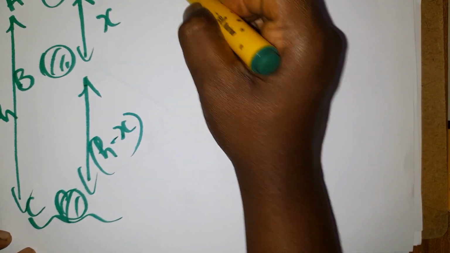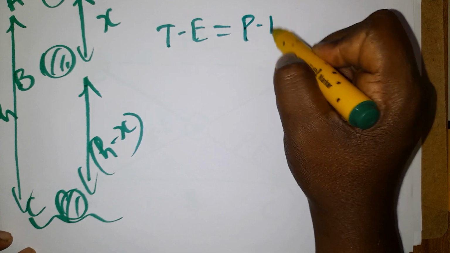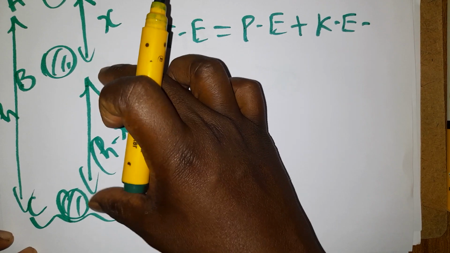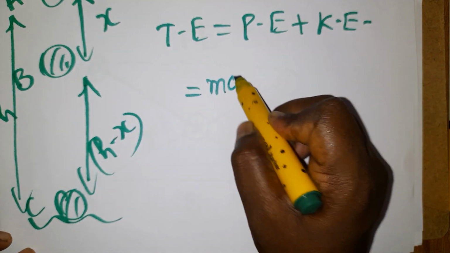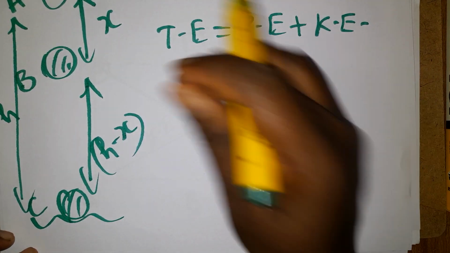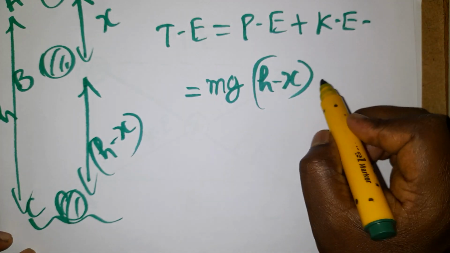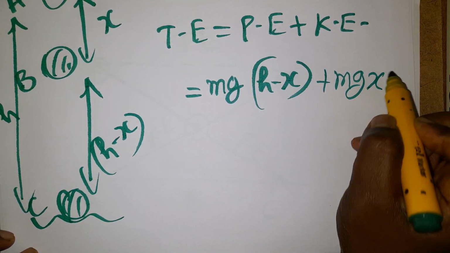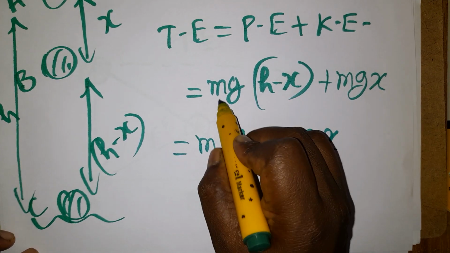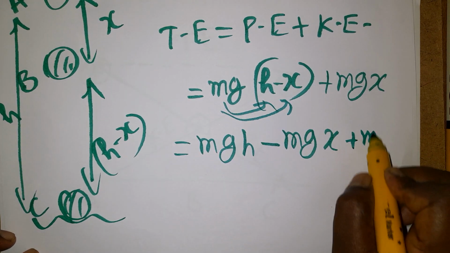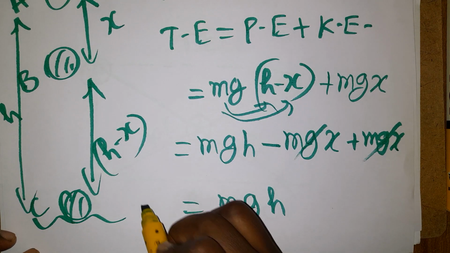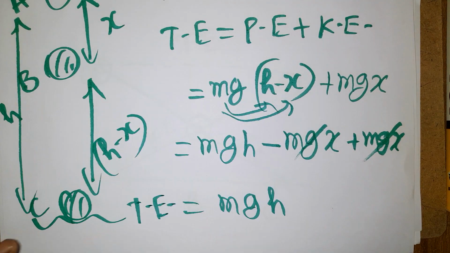At B, total energy is equal to potential energy plus kinetic energy. What is the potential energy? mg, and that height is h minus x. What about kinetic energy? Already converted, this much, mgx. So mgh minus mgx, I have taken this inside, plus mgx. mgx gets cancelled. mgh. Okay, this is the total energy at the point B, in between somewhere.